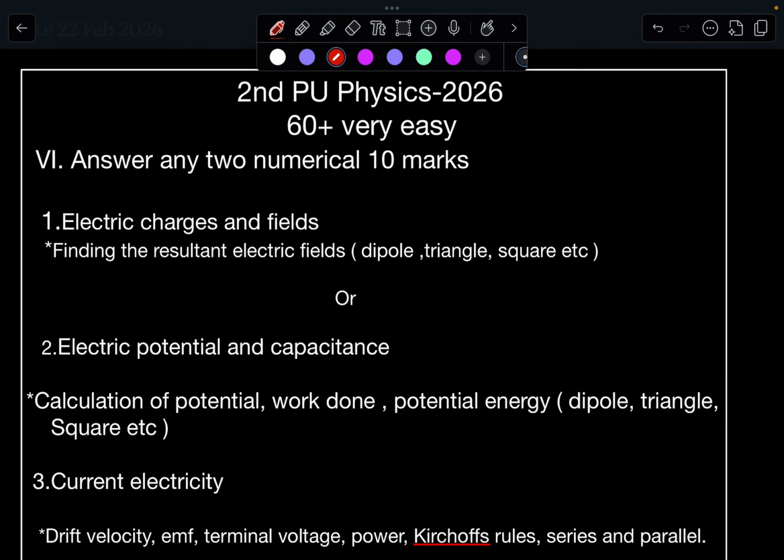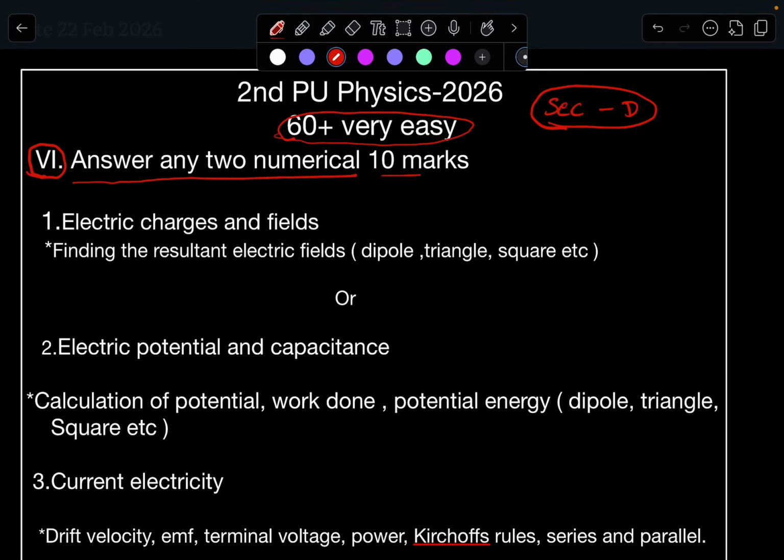Hello students, in this video I will tell you how to get 60 plus marks in physics in the easiest method. Here, first of all, I'm going to start with Section D, the last section, which means Roman number 6, which is completely numericals. See the headline: answer any two numericals. So you will get 5 plus 5, 10 marks.